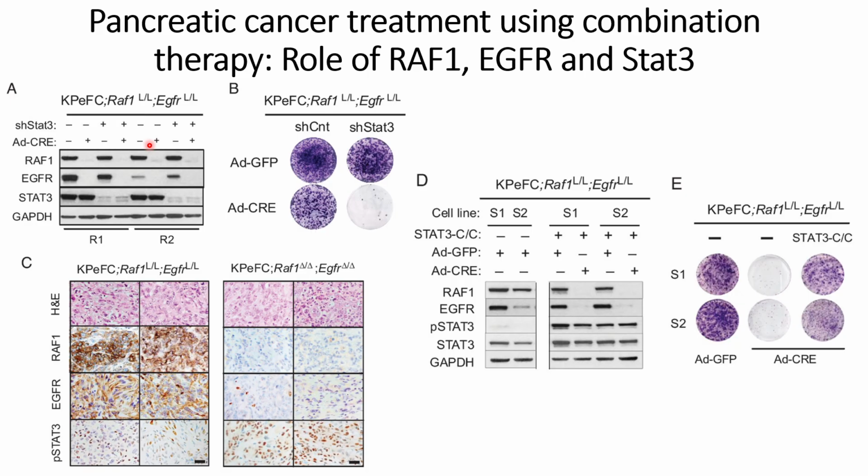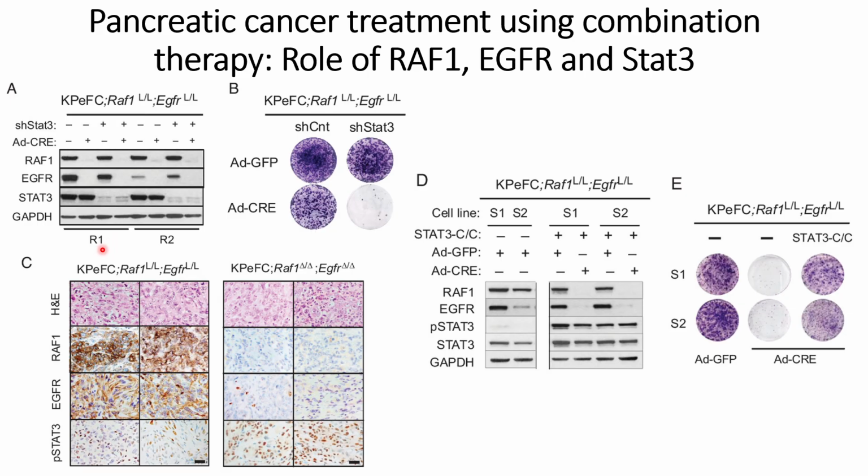So what they did is they first prepared a system where they can selectively knock down RAF1, EGFR or STAT3. For the knockdown of RAF1 and EGFR, they used CRE-based inhibition, and for STAT3 they used silencing RNAs against STAT3, and they checked whether the system is working or not.